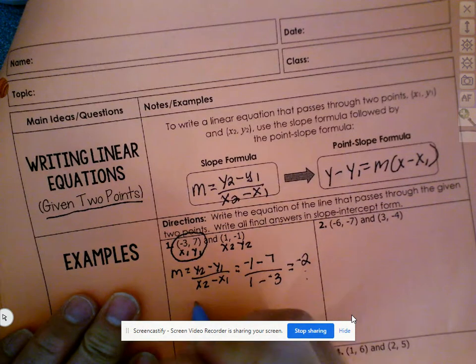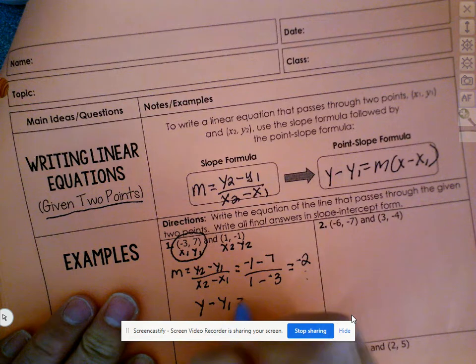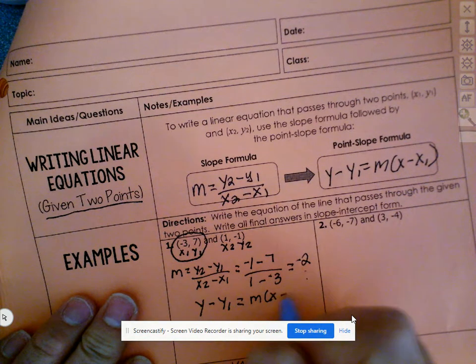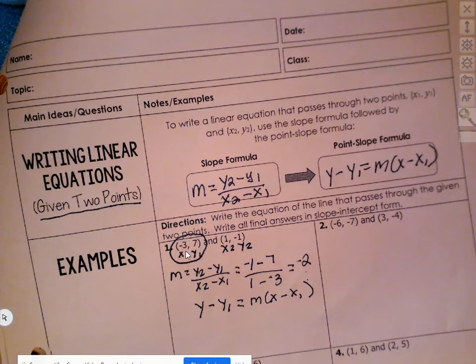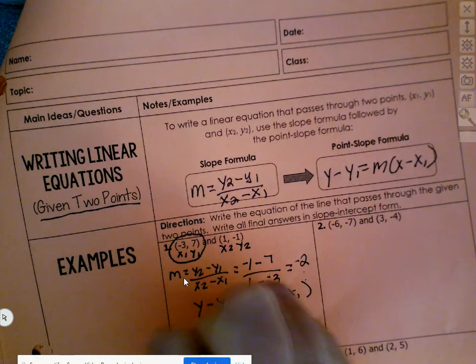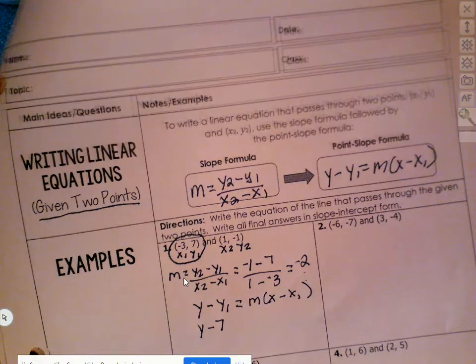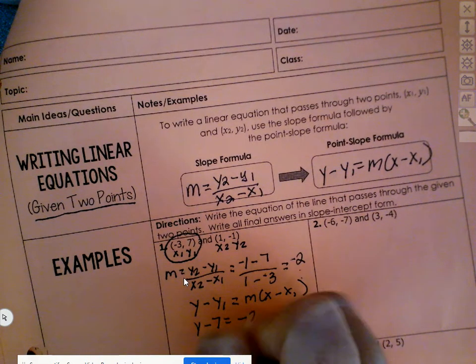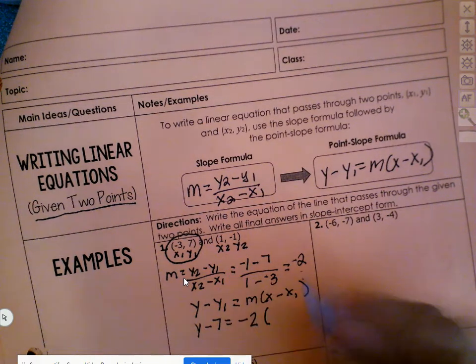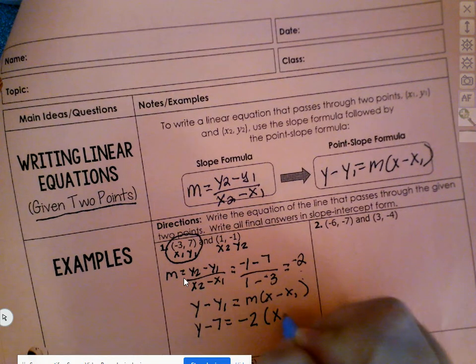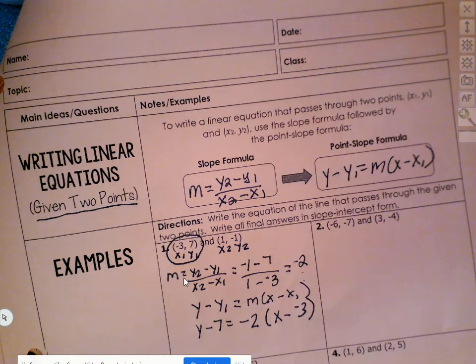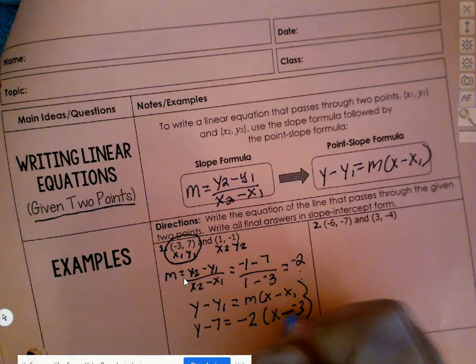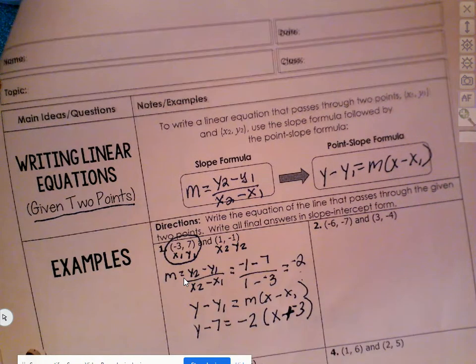So now I just take my formula y minus y1 equals m times x minus x1, and I substitute in. So again, I'm getting it from my first point that I labeled. So it's y minus y1, which is 7, is equal to my slope of negative 2 times my x minus my x1, negative 3. So now please remember a negative negative 3 is a positive 3. So it's not negative anymore, it's positive.